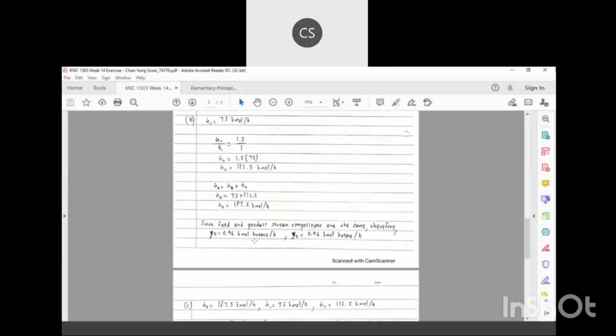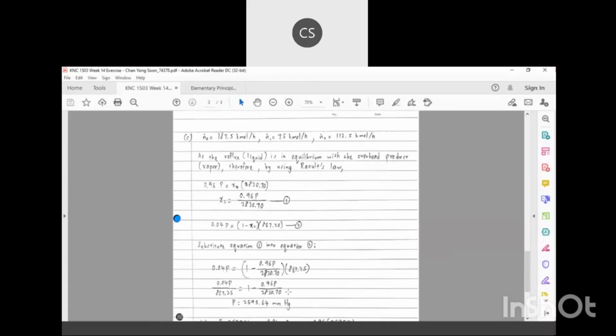You can verify it by calculating whether the input and the output are the same or not. So is that clear? Yes, I understand already. Okay, so let's proceed to part C.